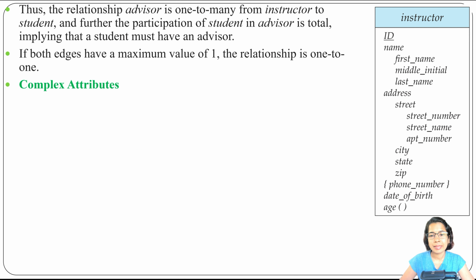Next we will discuss complex attribute. I already discussed different types of attributes like simple attribute, composite attribute, multi-valued attribute, derived attribute. Just go through the lecture. Now I will discuss how we can represent these attributes in ER diagram. Here is the entity name, that is instructor, and these are the attributes. So ID is underlined, this is the primary key. Then name is a composite attribute. It has different parts: first name, middle name, last name. So you can write like this.